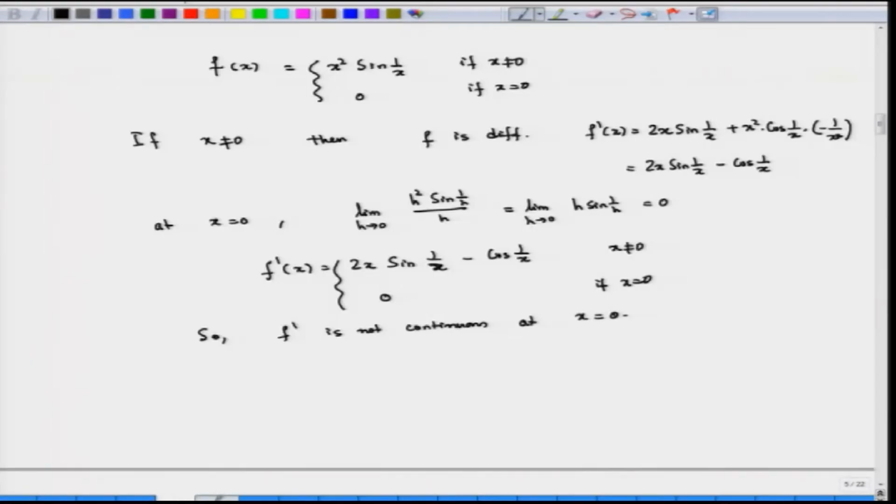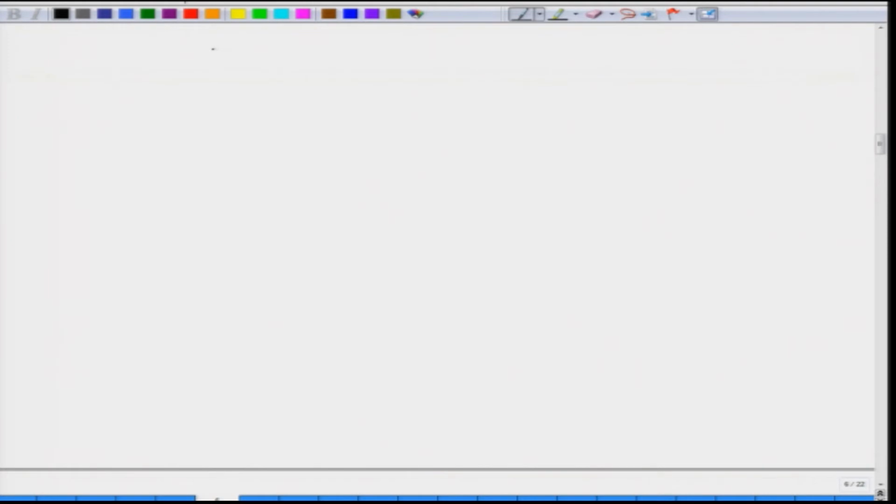However, if f is differentiable, whether f prime is continuous or not, f prime will always satisfy the intermediate value property. I will not prove this; it is a fact which I just want to state, a very interesting fact.